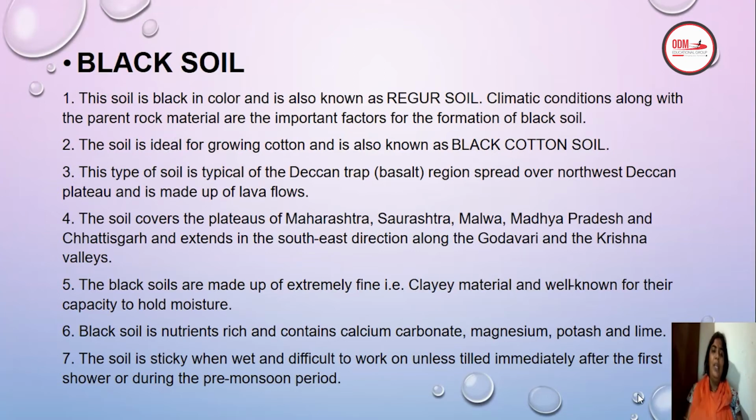The areas where we can find it are mostly plateau areas like Maharashtra, Saurashtra, which is the region between Maharashtra and Gujarat, and the Malwa Plateau, Madhya Pradesh and Chhattisgarh. It extends in the southeast direction along the Godavari and Krishna valleys. The black soils are made up of extremely fine clay material and are well known for their capacity to hold moisture. Black soil is nutrient rich and contains calcium carbonate, magnesium, potassium and lime. This soil is sticky when wet and difficult to work on unless tilled immediately after the first shower or during the pre-monsoon period. It develops cracks.